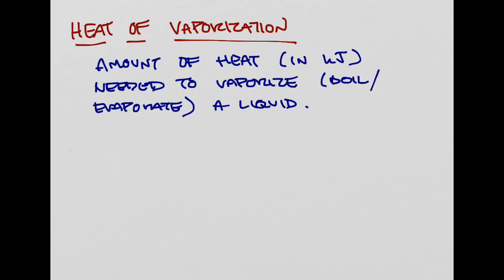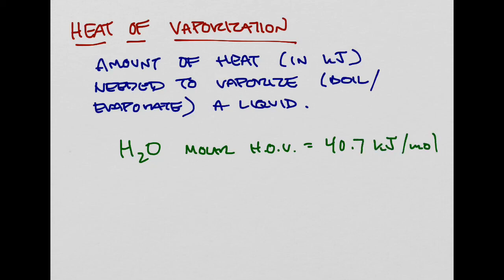And in the case of something that's very familiar to you folks, let's say we take water, the molar heat of vaporization, and that's a very important thing because we always deal with moles here, so the molar heat of vaporization, HOV, is 40.7 kilojoules per mole. So that's the amount of energy. If I had a mole of water, it would take 40.7 kilojoules to vaporize that full mole of water. In this case, that's about 18.01 grams of water.